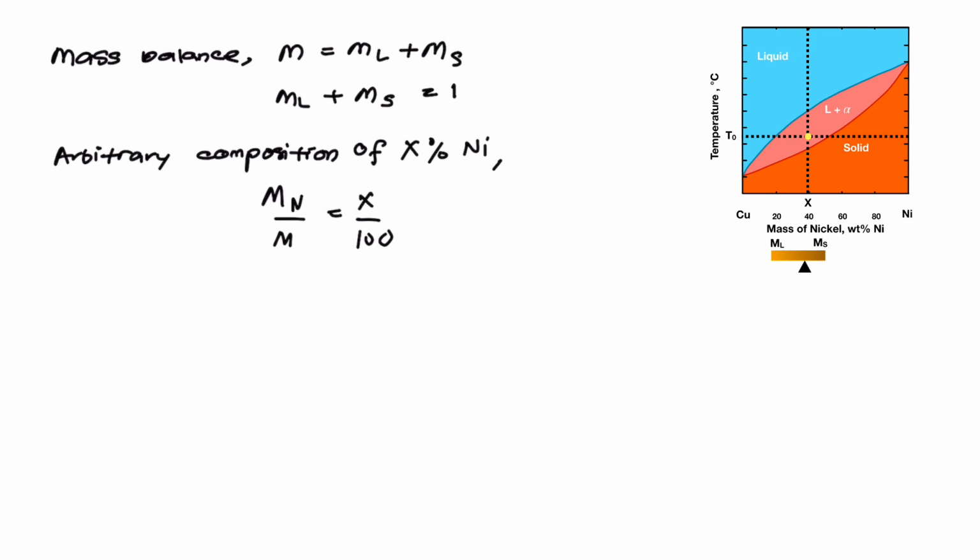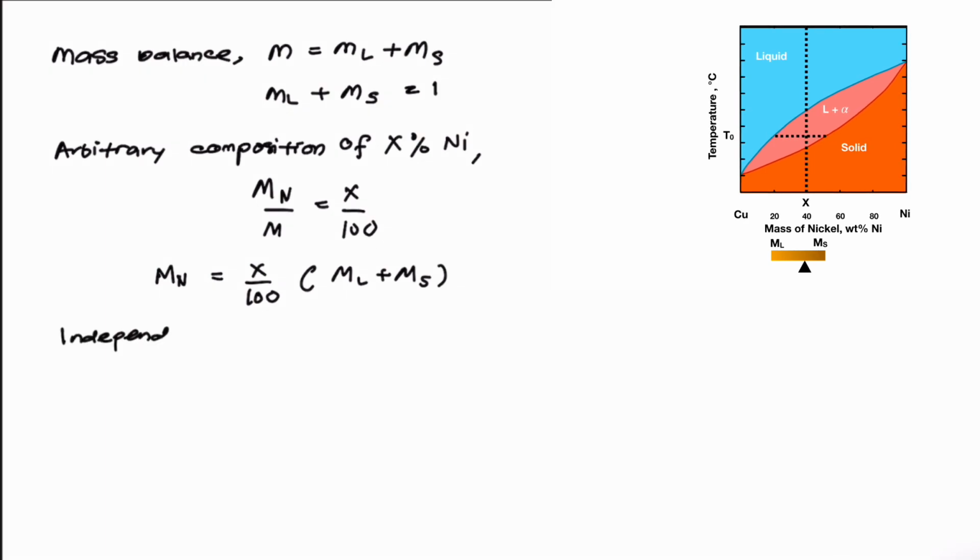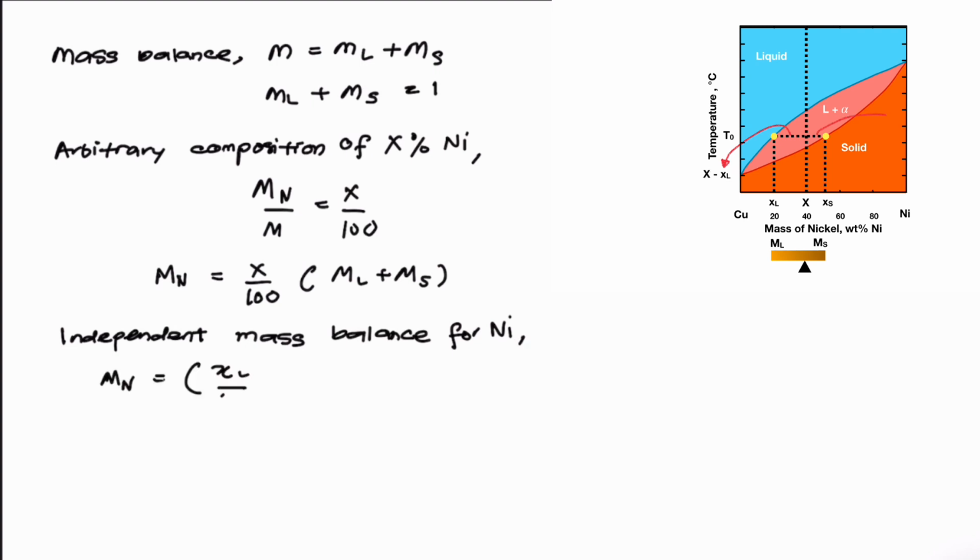If we rearrange this equation to make the mass of nickel the subject, then substitute in the equation for total mass, we get the mass of nickel in the system. If we create an independent mass balance for nickel, the total mass of nickel can be described as the mass fraction of nickel in the liquid plus the mass fraction of nickel in the solid. It is important to remember that nickel exists in both the solid phase and the liquid phase.